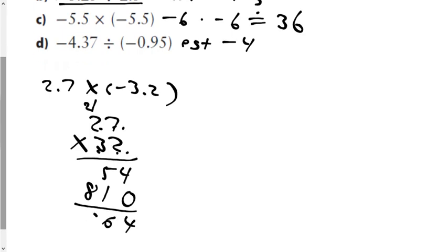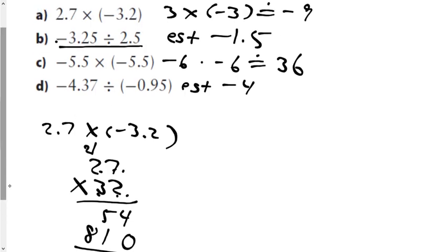Bippity boppity boo. 864. Go back into your question itself. 864 is your answer. Since your estimation was that, you know your answer is going to be negative 8.64, based solely on your calculation and your estimation.